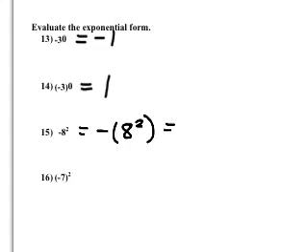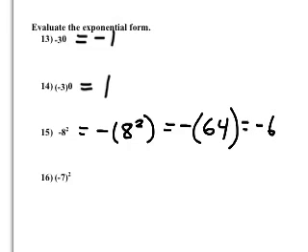Alright, so this would be negative times 8 to the 2nd power, 64, which equals negative 64. You could go straight to the negative 64. You don't have to do this intermediary stuff. Now this one is different though, because the whole thing inside is to the 2nd power. Negative 7 times negative 7 is 49. So the answer is positive 49.